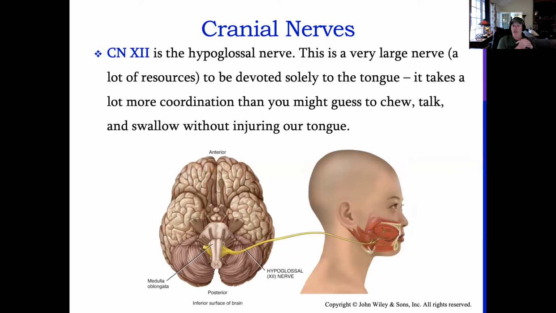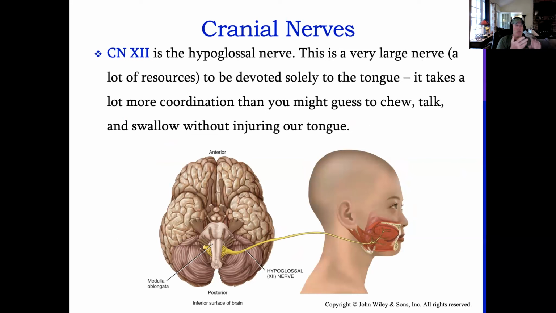Why is the hypoglossal nerve so big? Because your tongue is probably one of the most impressive muscles that we have in the body. Not necessarily from a strength standpoint, but from a control standpoint. Lots of very high precision motor units travel to the tongue because we ask the tongue to do a whole lot of things during the course of the day, and yet we still manage to keep it safe from harm.